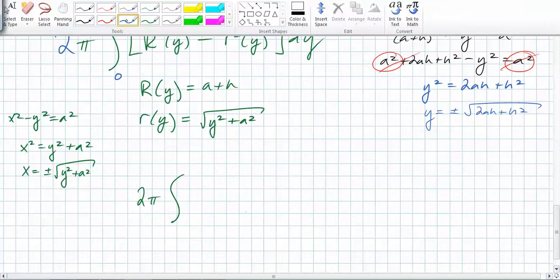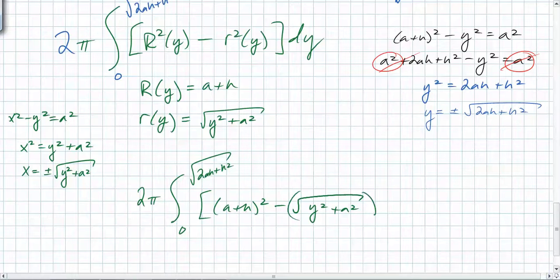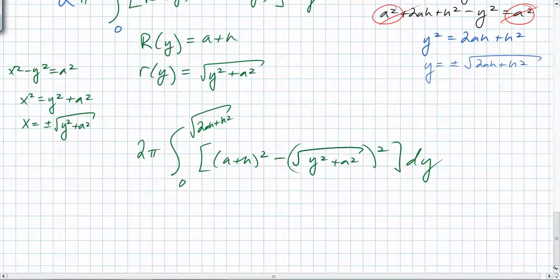0 to what? 2ah plus h squared. That's important, right? h squared. And what do we have for big R? So we have a plus h squared minus the square root of y squared plus a squared, squared, and it's dy. All we have are constants in y. Are we okay so far? Yes. Yeah, we're okay so far.